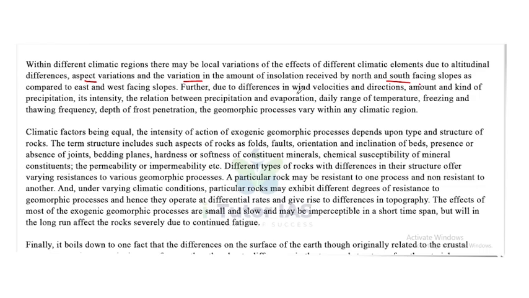Further, due to differences in wind velocities and directions, amount and kind of precipitation, its intensity, the relation between precipitation and evaporation, daily range of temperature, freezing and thawing frequency, depth of frost penetration, the geomorphic process vary within any climatic region.